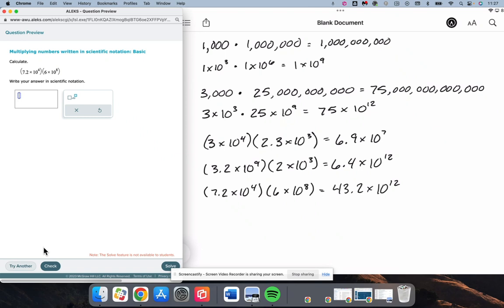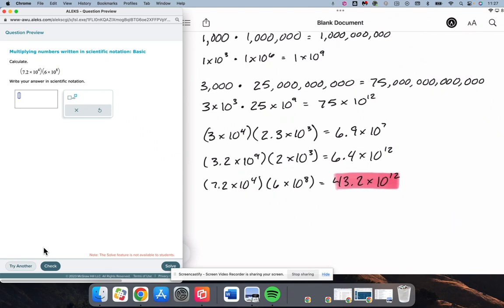Now recognize that this number is not correctly written in scientific notation because we have two numbers in front of the decimal. So what we need to do in this instance is fix that. We're going to take that decimal and move it one spot to the left. So it's going to become 4.32 times 10 to the 13th, because we need to move the decimal one spot to the left to have only one whole number in front of the decimal.